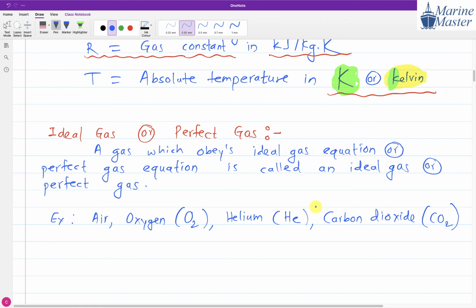Then we will have carbon monoxide. How do we denote carbon monoxide? We denote carbon monoxide by CO. Then methane. How do we denote methane? We denote methane by CH4, and so on. So these are a few examples. We will see more examples later.